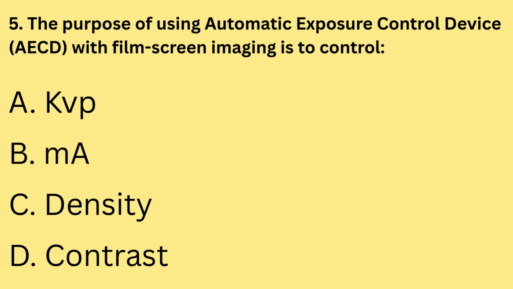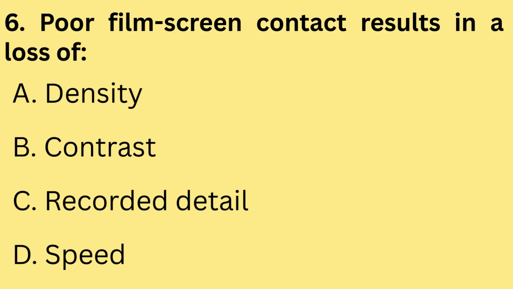The answer is C, emulsion. Question number 5. The purpose of using an automatic exposure control device with film screen imaging is to control A. kVp, B. mA, C. density, D. contrast. The answer is C, density. Number 6. Poor film screen contrast results in loss of A. energy, B. contrast, C. recorded detail, D. speed.